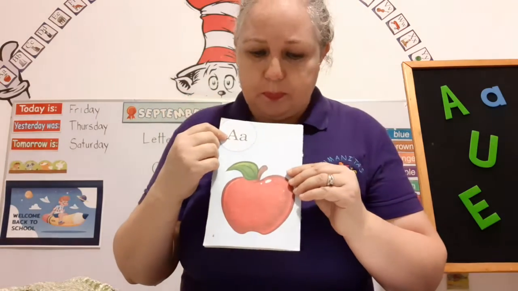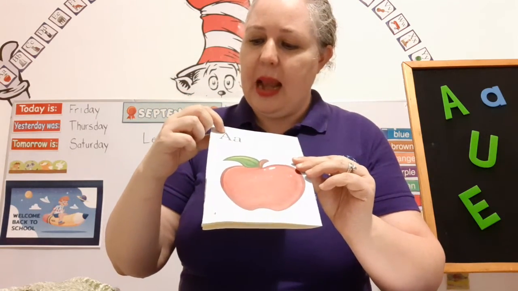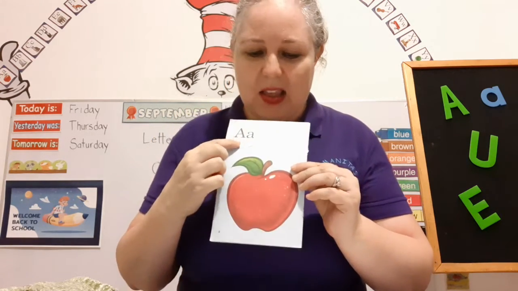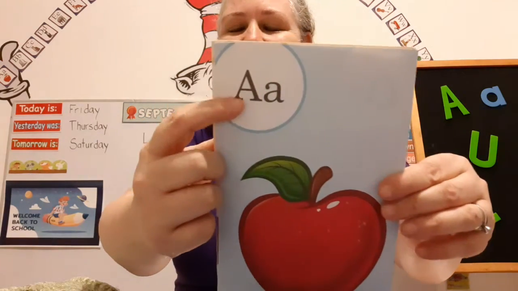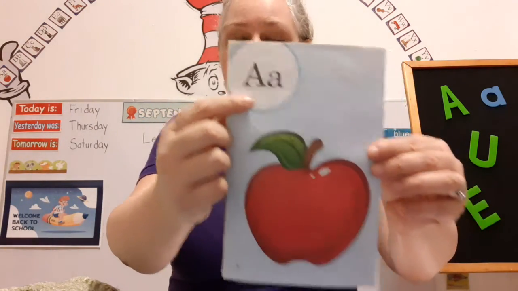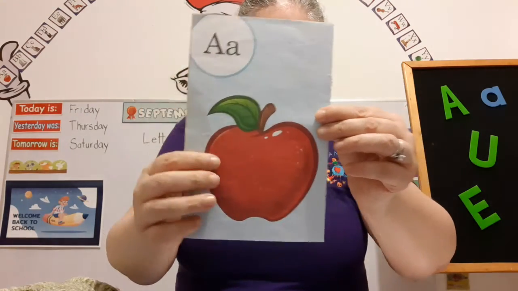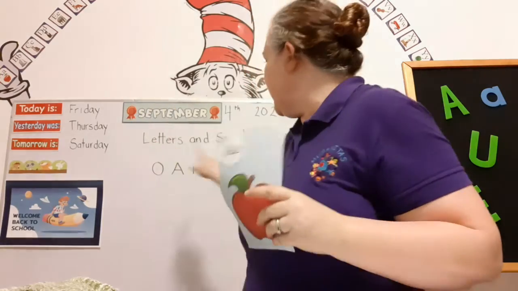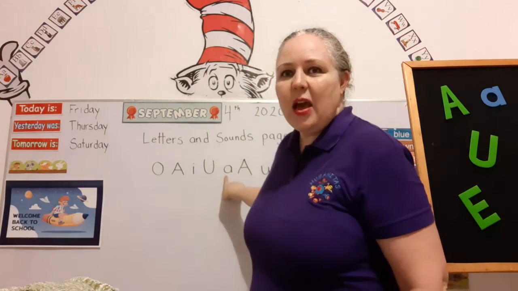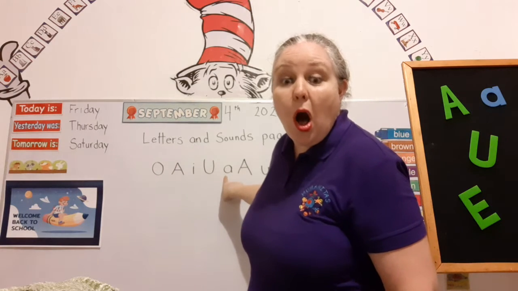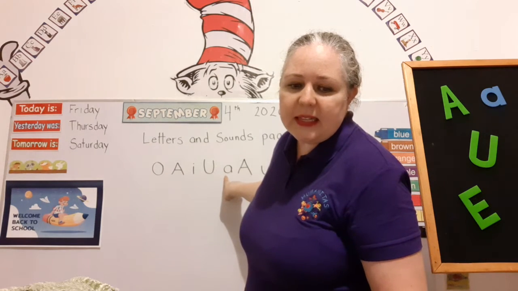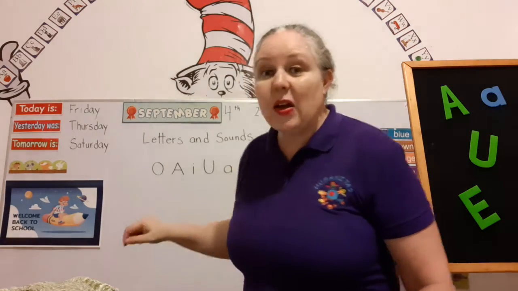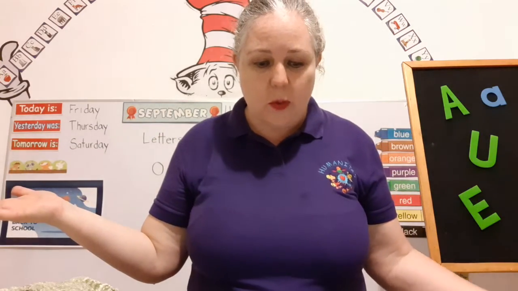Capital A is slanted down with a little gate. There you go. It looks like a little teepee. Can you see it's the name A, capital A. Super good. And a little A is a circle like the one I have right here. See? Like a little ball. Yeah. With a stick to keep it from rolling away. So it's a little ball with a little stick to keep it from running away.